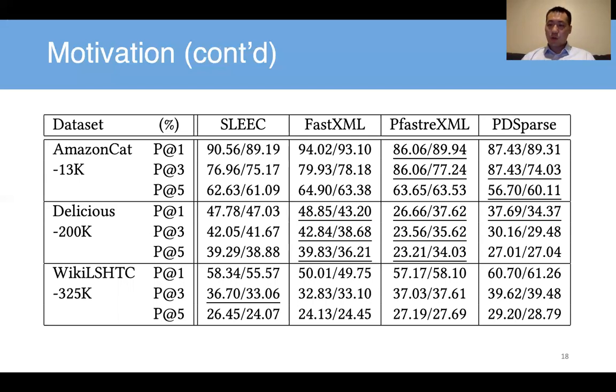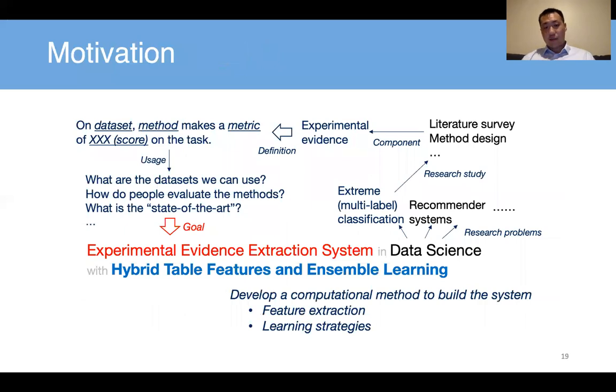That comes to be our motivation. If we want to know what is the state-of-the-art performance, can we build an experimental evidence database from all the scientific literature in data science altogether, so that we can check these kinds of conflicting numbers, and then we can know what could be the best performance of the existing technologies? So that comes to this work.